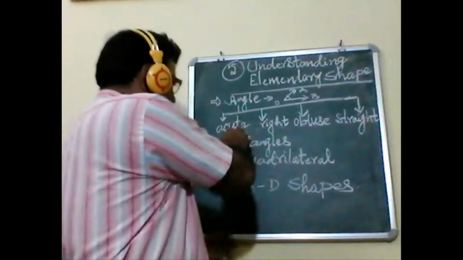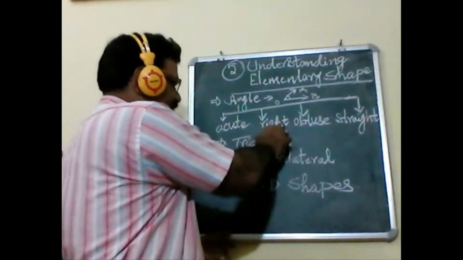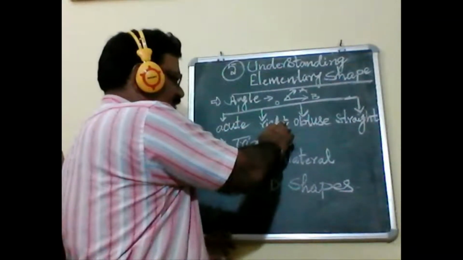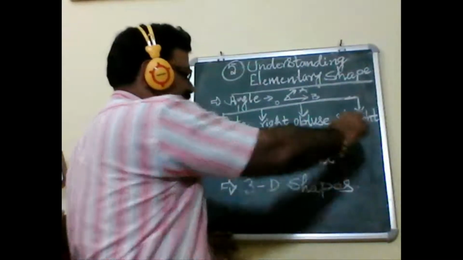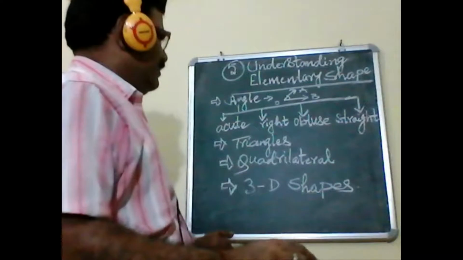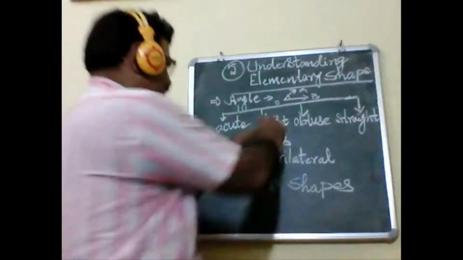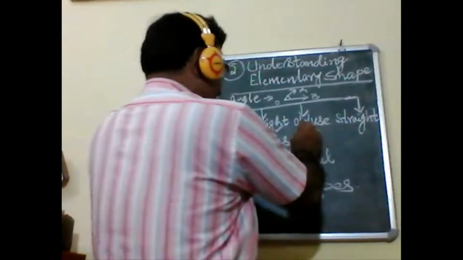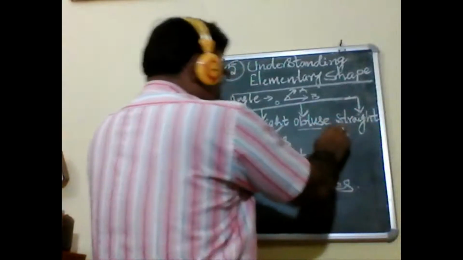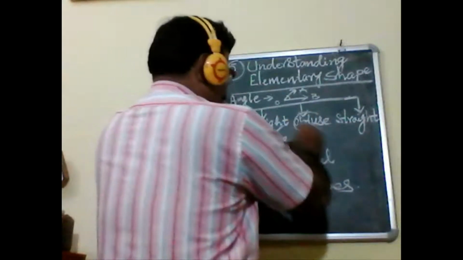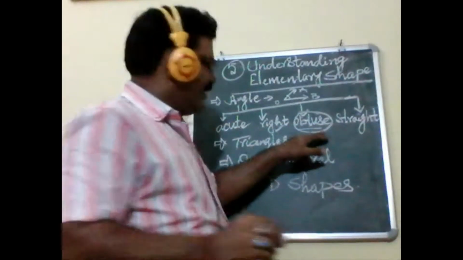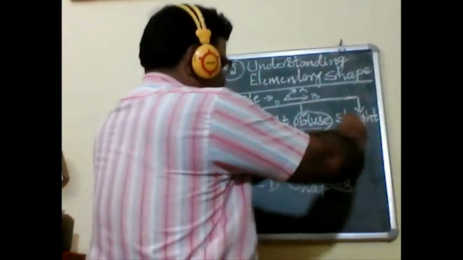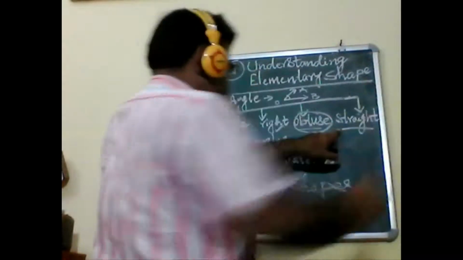Its value will be less than 90, its value will be equal to 90, its value will be more than 90. This is 90, and this is more than 90 and less than 180. This is obtuse. So obtuse is more than 90 and less than 180, while straight is 180.